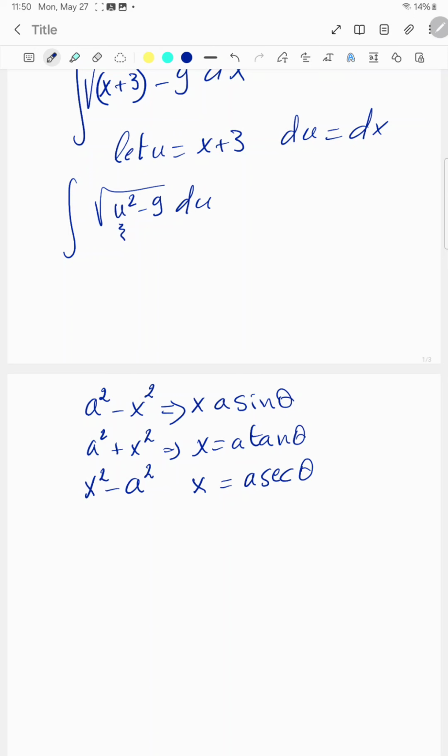So in my example here, the a is a constant. I have a squared, it's 9, so the a is 3. So I will take let u equal 3 sec of theta. So my du would equal 3 sec of theta tan of theta d theta.